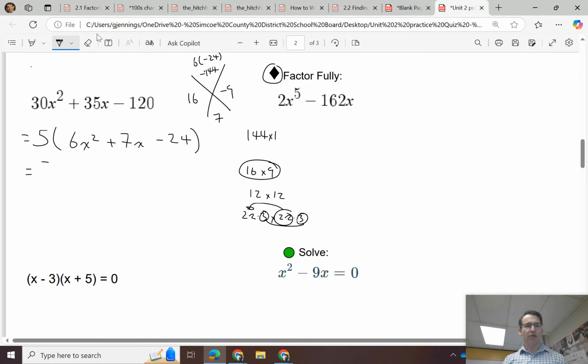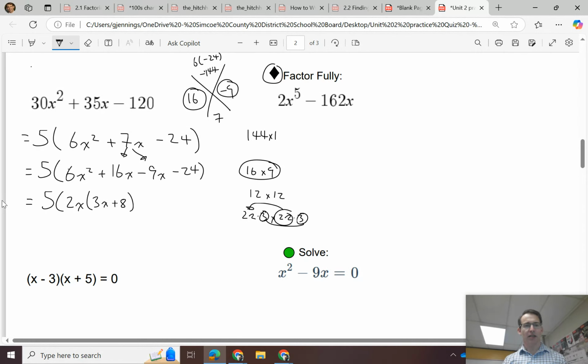So that gives me 5 multiplied by 6x squared plus 16x minus 9x minus 24. I use these magic numbers to break up this middle term. Still equivalent, everything's equivalent. And then I factor 5 times 2x multiplied by 3x plus 8. That recreates those two terms up here. And then these two terms have common factor minus 3.